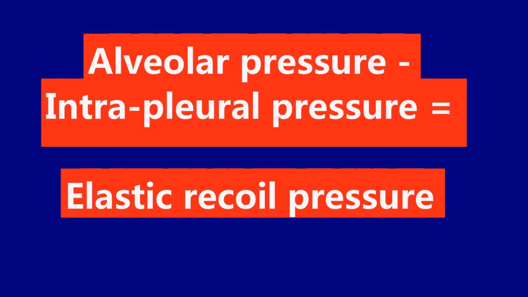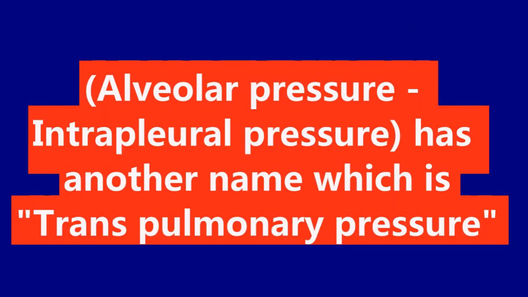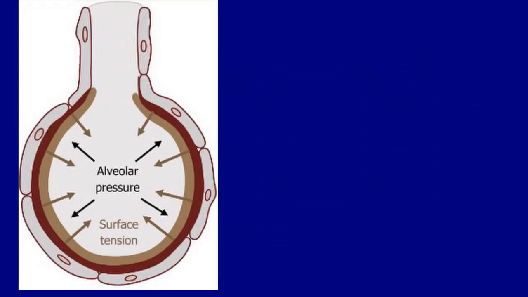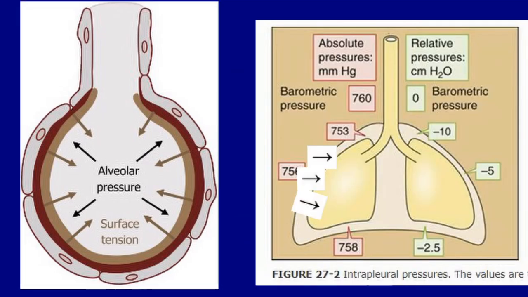But when the patient takes a breath, of course, these mechanics will change. The alveolar pressure minus the intrapleural pressure has another name, which is transpulmonary pressure. What is the importance of this transpulmonary pressure? We have said that the alveolar pressure is an expanding force that pushes the lung outwards, whereas the intrapleural pressure is an inward force that pushes the lung inwards. And the transpulmonary pressure is the difference between these two pressures. It is the alveolar pressure minus the intrapleural pressure.